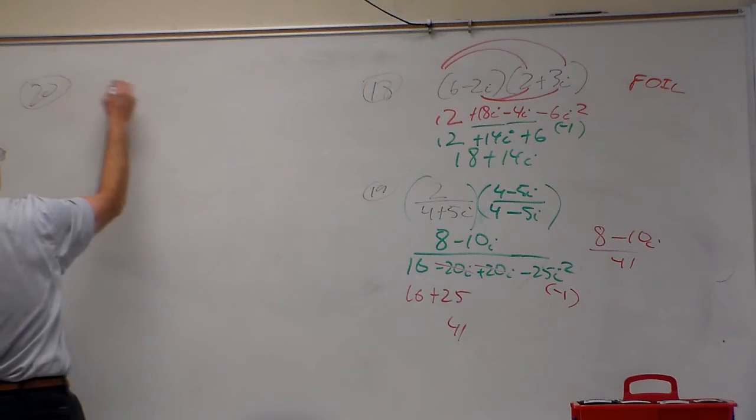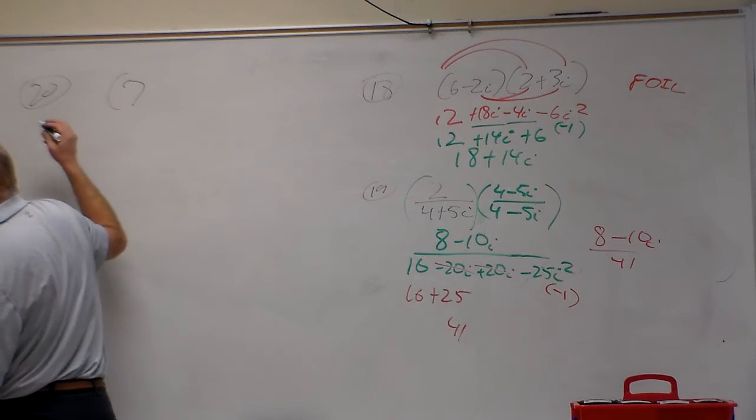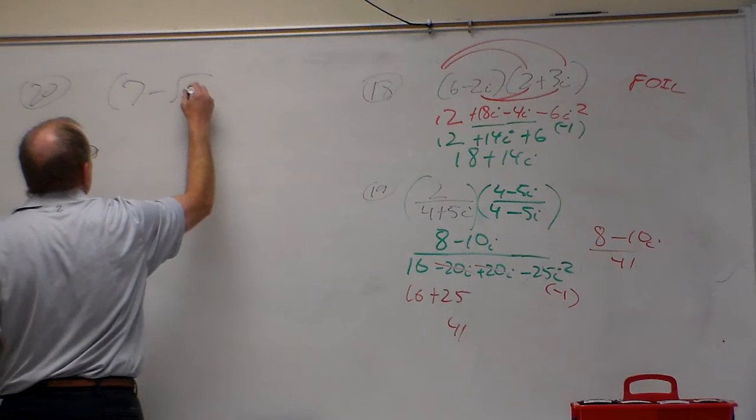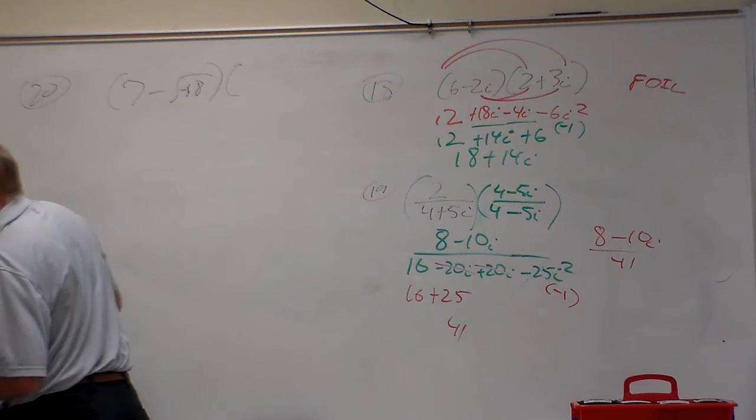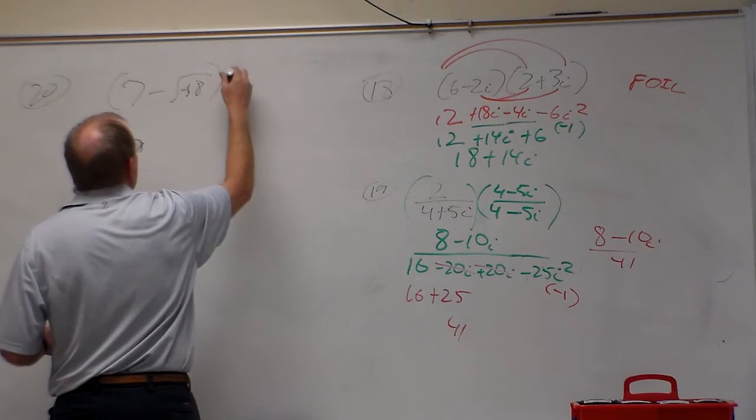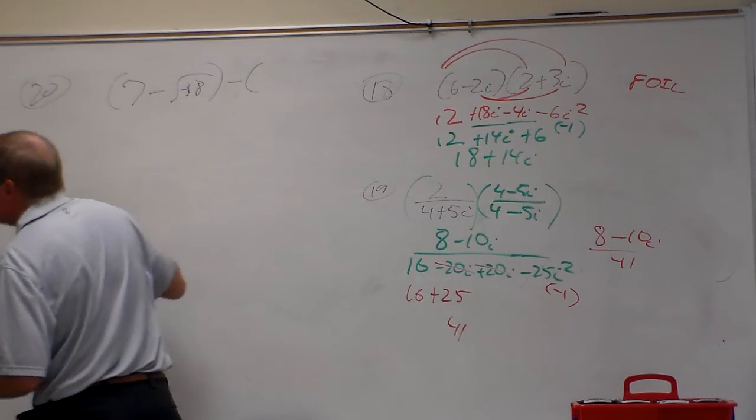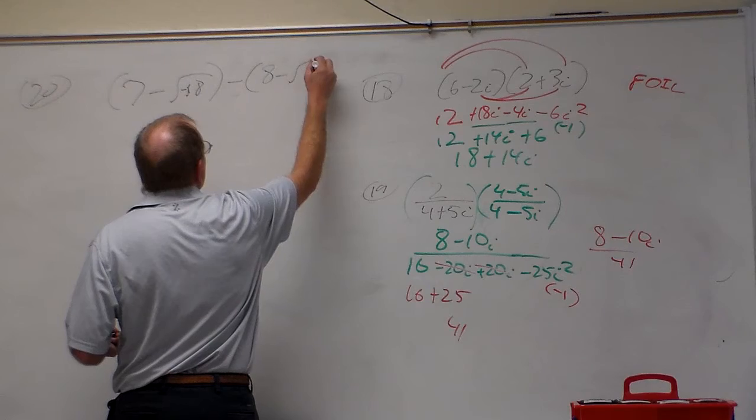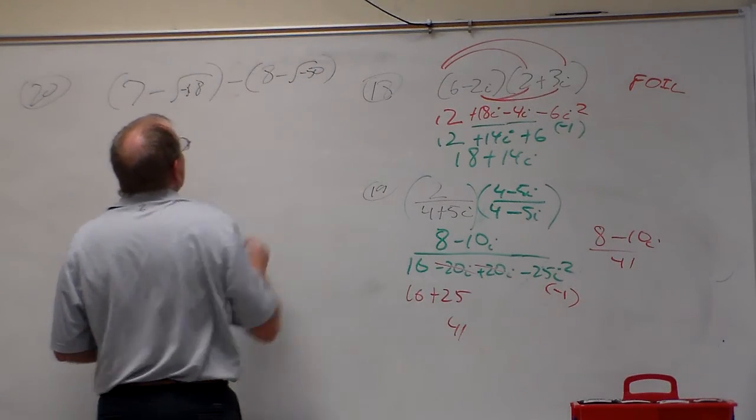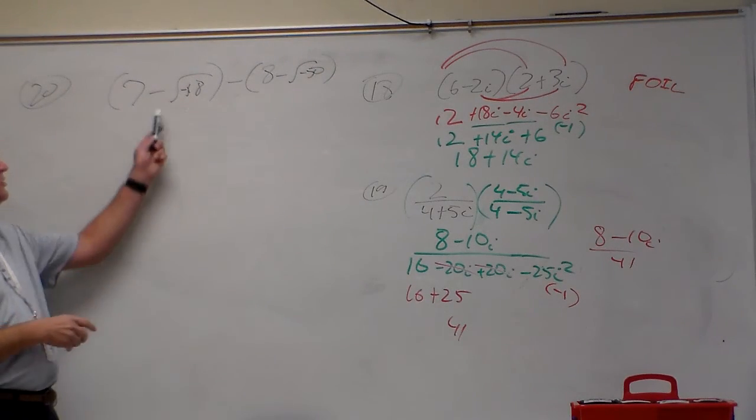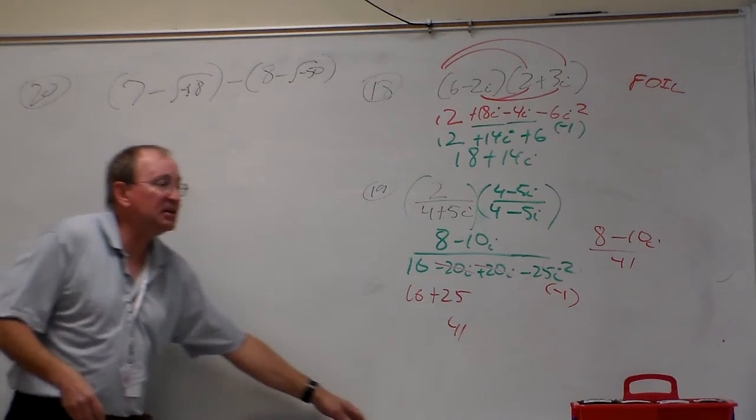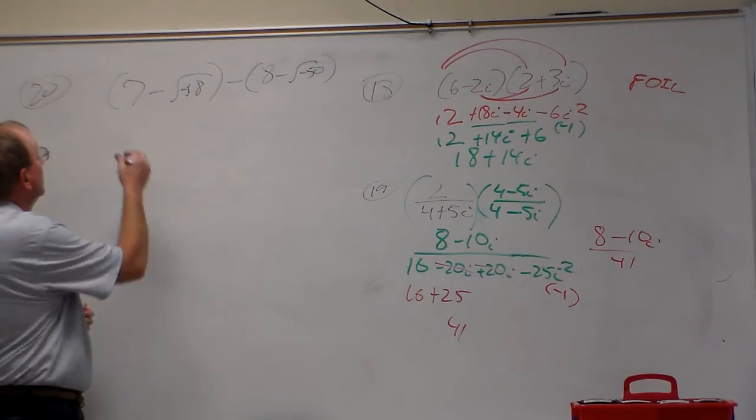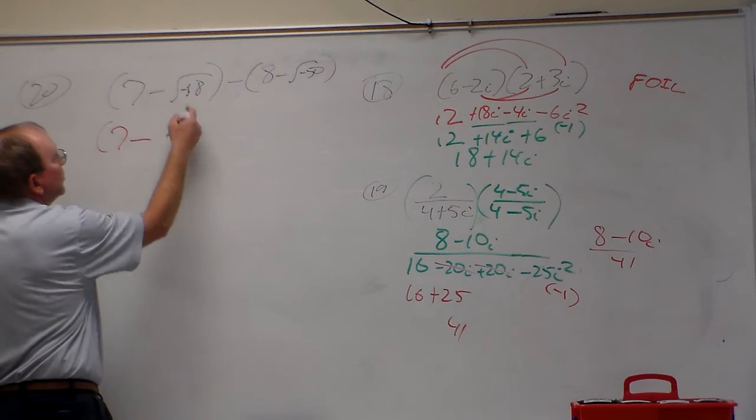And then problem number 20 is this: parentheses 7 minus the square root of negative 18, and it's just a straight minus, minus parentheses 8 minus the square root of negative 50. First thing I need to do is simplify those. Negative 18, pull the i out, right?